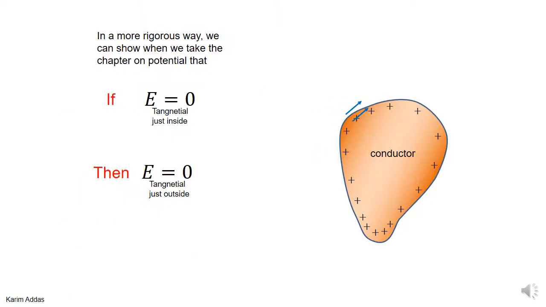There's a more rigorous way to make this argument, and we may get to it when we get to the chapter on potential. There's a way to prove that if the tangential component of electric field just inside the conductor is zero, then the tangential component just outside the conductor has to be zero too. We'll show this rigorously when we discuss potential. But for now, let's just take the idea that the tangential component is zero, because if it weren't zero, the charges on the surface would experience a force and they would move parallel to the surface.